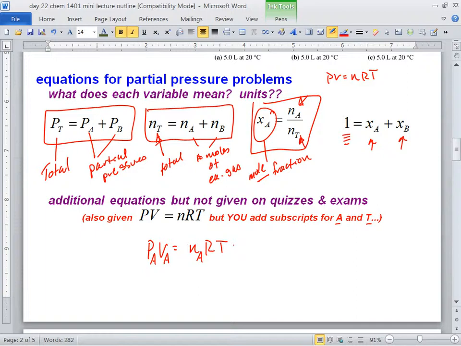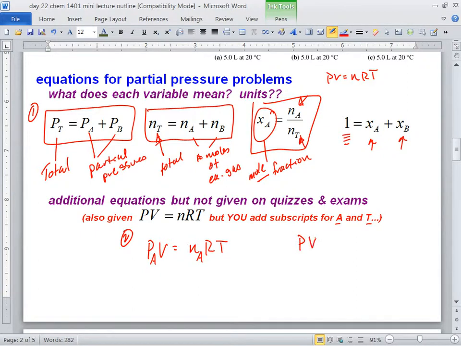Is there another one, or are we done? We're done? Everybody agree? There's one more where it's the same for every gas in that container. Volume. They're all in the same container. Okay. So this is just another way to calculate partial pressure, right? We can use this equation up here, or we can use this one. Okay.